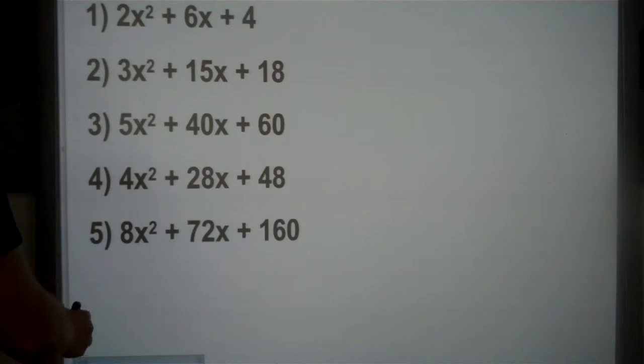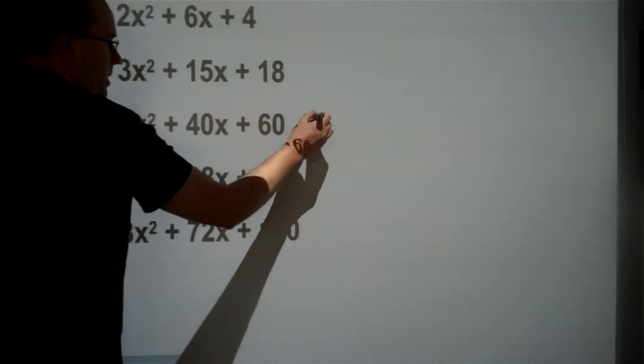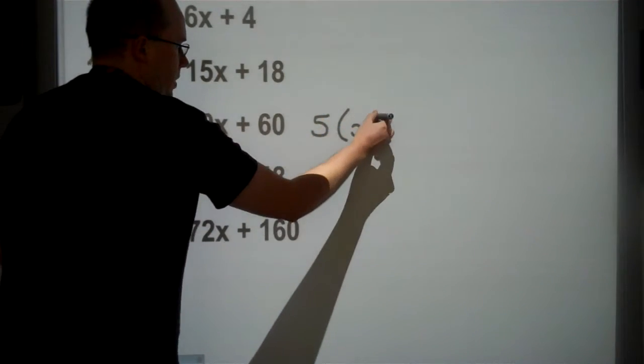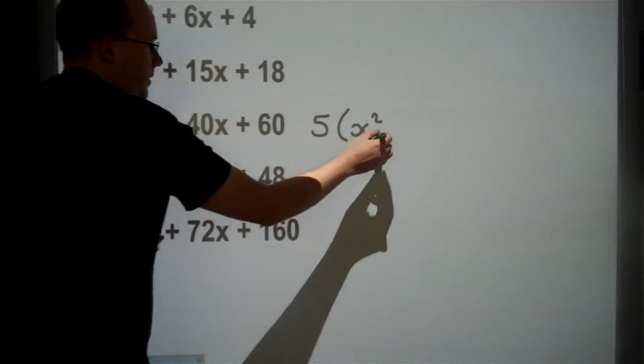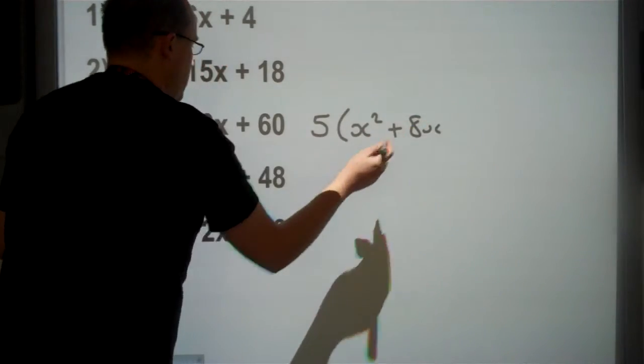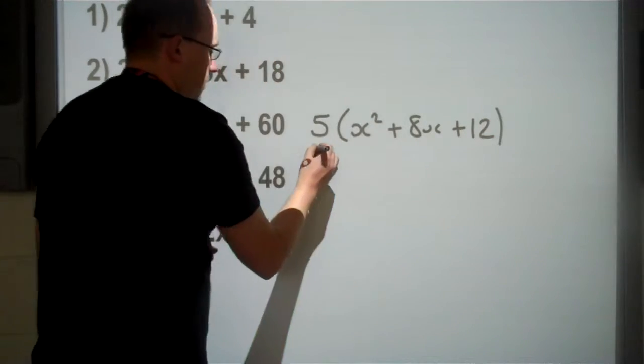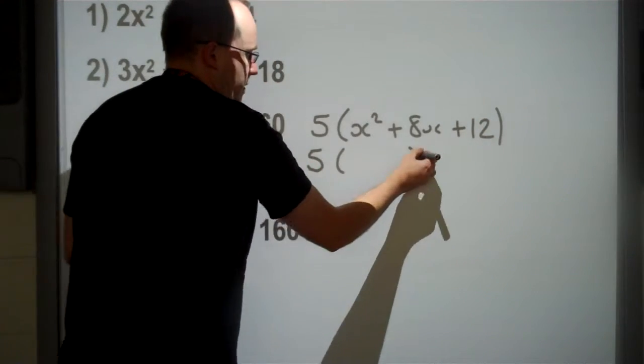So, for this one here, I can see all these numbers are in the 5 times table. So, 5x squared divided by 5 is 1x squared. 40 divided by 5 is 8. And 60 divided by 5 is 12. I now need to go back and factorise this.